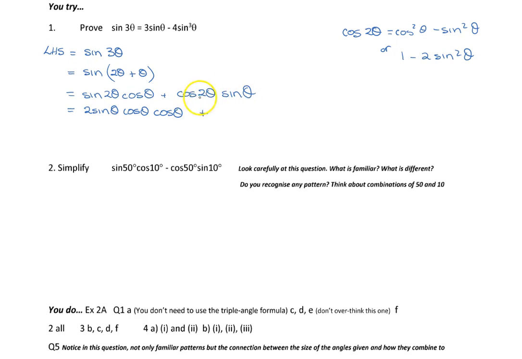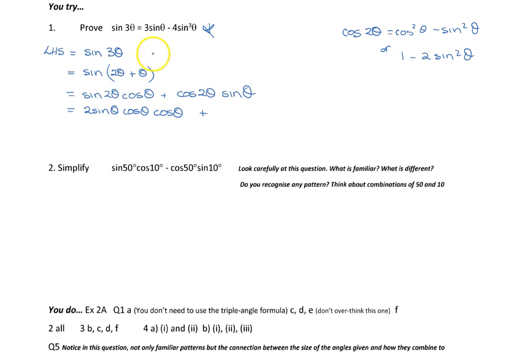I've got lots of options for replacing cos 2 theta. I could go with cos squared theta minus sine squared theta, or 1 minus 2 sine squared theta. So at this stage I've got to make a call about which one. So for me to do that, I'm going to go back and think about where I'm heading.